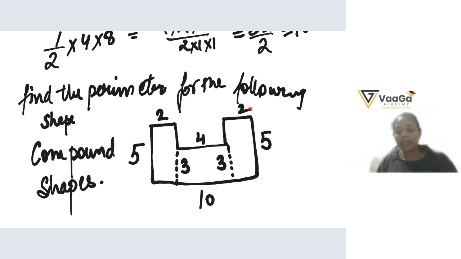When we calculate the perimeter, we add the outer boundaries, no? Yeah, I thought it was area. No, even in area, beta, we will multiply, no? Yes or no? Yes.